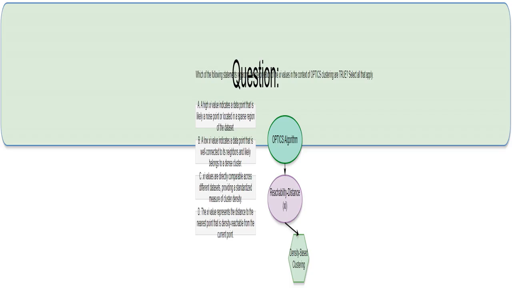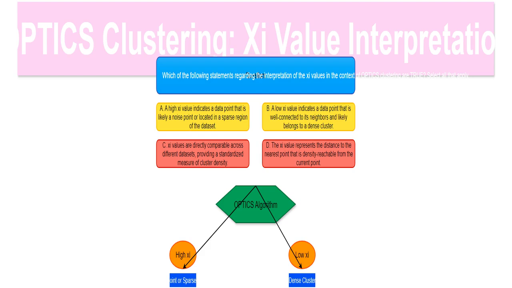This question tests your understanding of what Xi values signify in OPTICS clustering. Remember, the focus is on interpreting the Xi values. It is not a computational question, it's an understanding question. I'm explaining OPTICS clustering, a method to group data points based on their density. We'll focus on understanding the Xi value, a key part of this method. Think of it like this: Xi tells us how isolated or connected a data point is within its neighborhood.